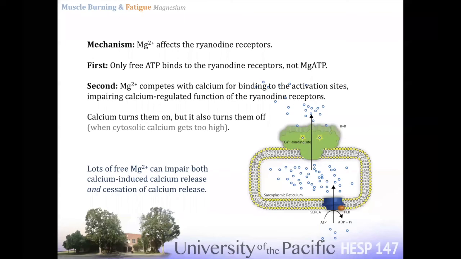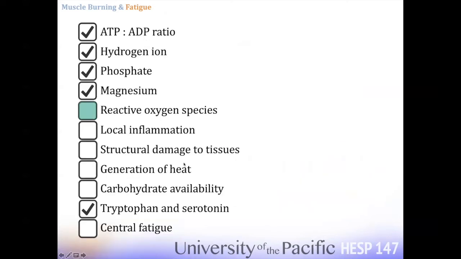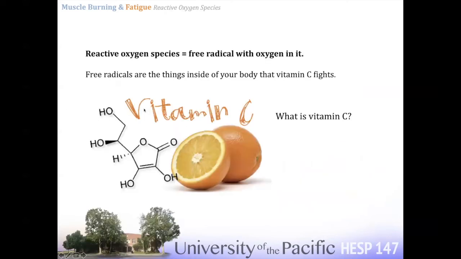you've reduced your ATP levels, let's say you're 80%, 70%, 60%, something like that, then remember you can get down to like 20% of your resting ATP levels, but whole muscle value, you're only going to get down to about 80%. But you are going to have competitive inhibition of calcium-induced calcium release. So free magnesium, inhibitory, not as inhibitory as ATP ADP ratio or phosphates, but it does affect the release of calcium from calcium-induced calcium release. So that's magnesium. Reactive oxygen species.